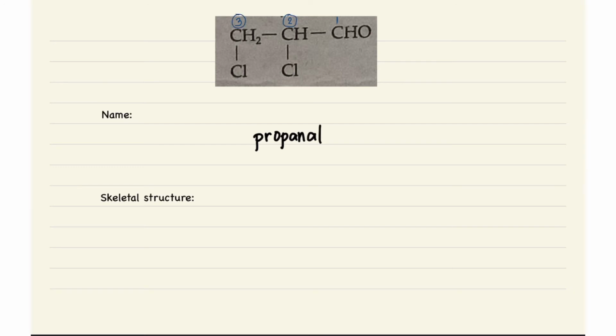So Cl stands for chloro. So we have here chloro and chloro. So since dalawa sila, we will use dichloro. So actually, napakadali lang. So in this figure, we have the locations number 2 and 3 for our chloro. So we have 2,3-dichloropropanol. So for its skeletal structure, madali lang kasi meron tayong 3 carbon atoms.